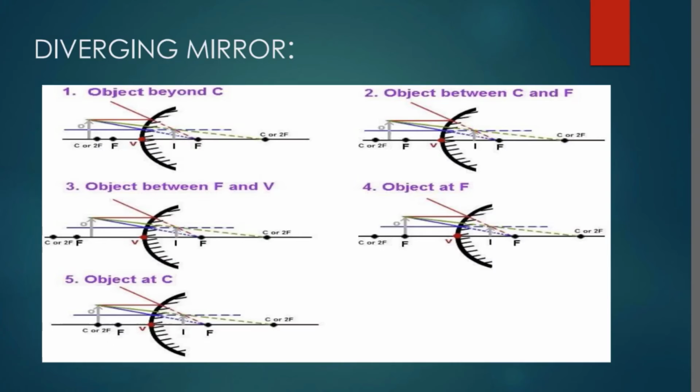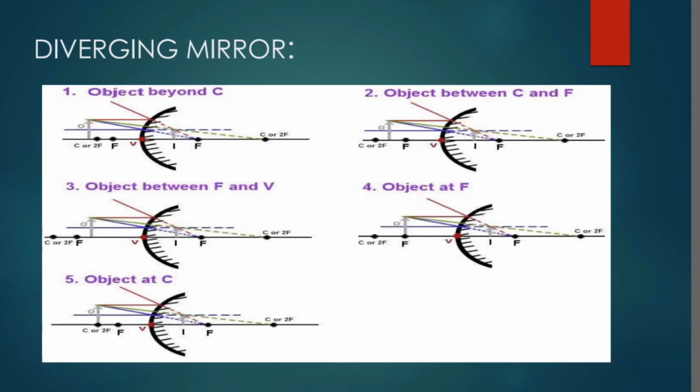Let's go to the third: object between F and V. Here F is the focus and V is the point on the mirror. It is called the critical point, as I said, and the object is denoted by O, and the image is denoted by I here.